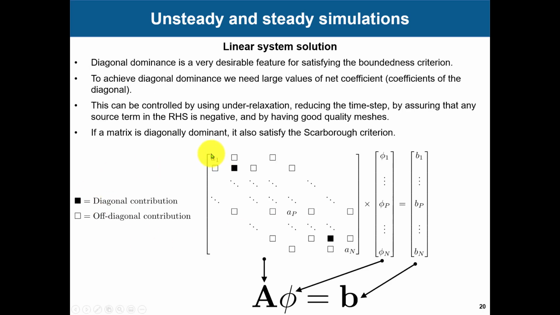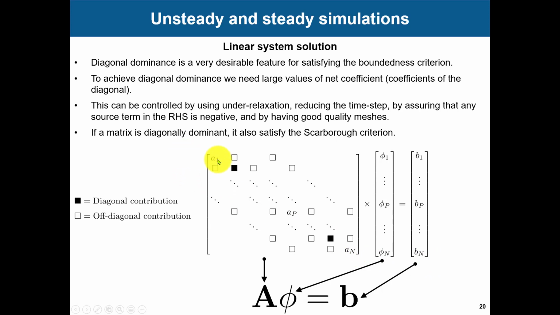Basically this is your diagonal, and what you are doing is making this value larger than the summation of the off-diagonal elements, and this will give you stability. That is the idea. In under-relaxation, you are multiplying all these coefficients by that value. By choosing the right values, you will get your diagonal dominance.